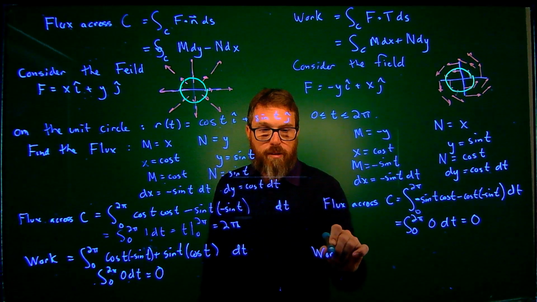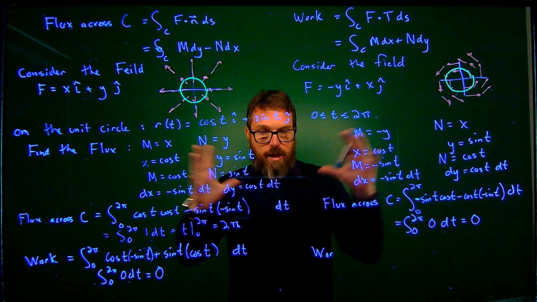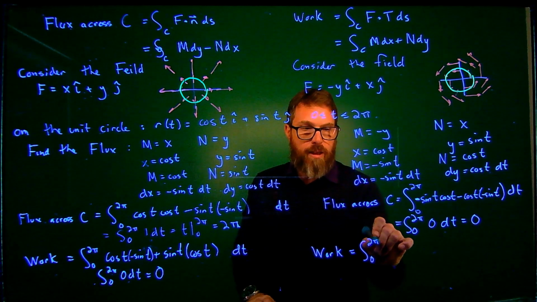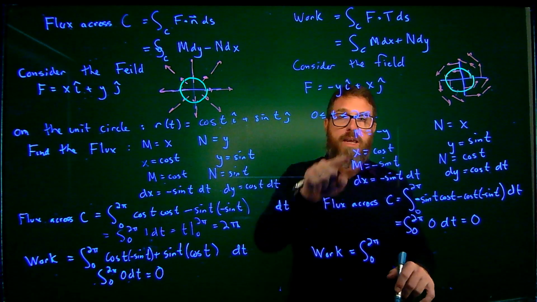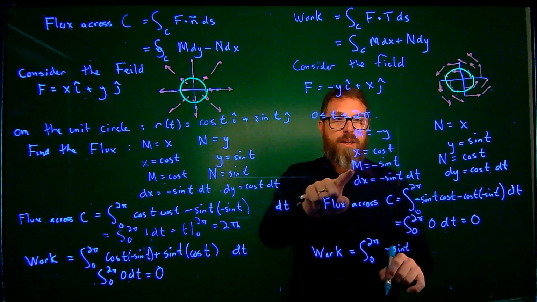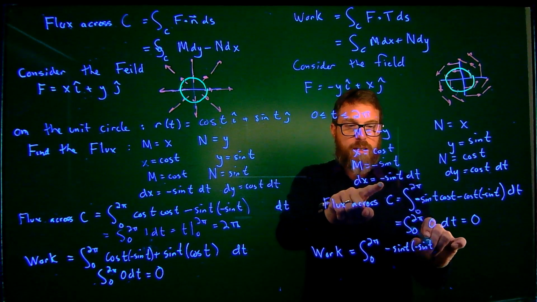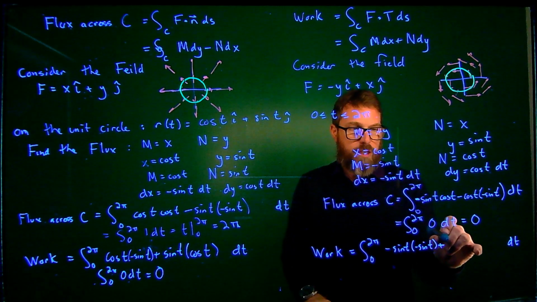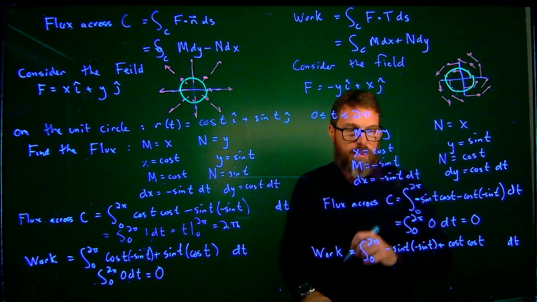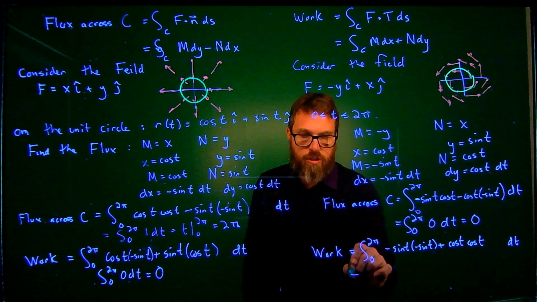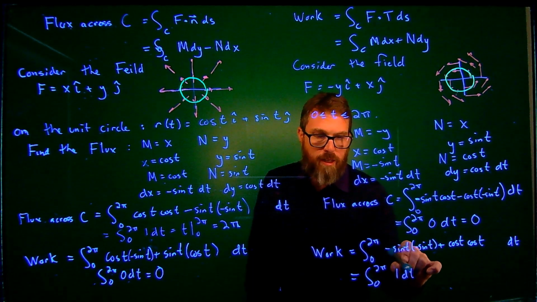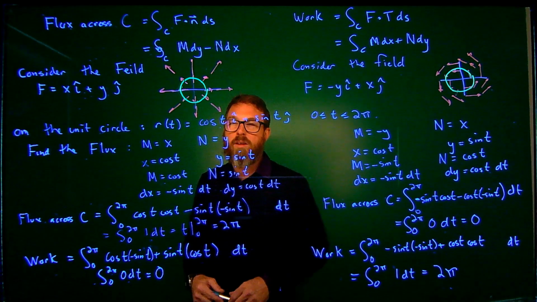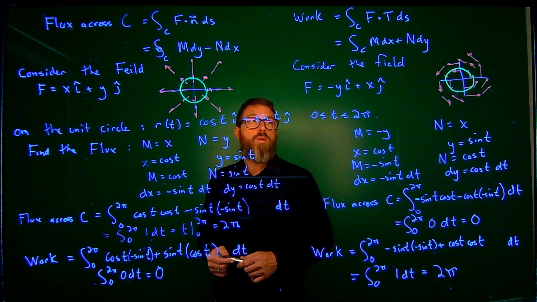And then our work. So the work is going to be equal to the integral from 0 to 2 pi of, well, this is similar, so m dx, so minus sine of t, dx is minus sine of t dt, plus n dy, which is cosine of t times cosine of t, again, dt. So this is, again, sine squared plus cosine squared. So this is going to be the integral from 0 to 2 pi of just 1 dt, which is going to be equal to 2 pi. So that gives us an idea of both what work and flux do on these closed curves.